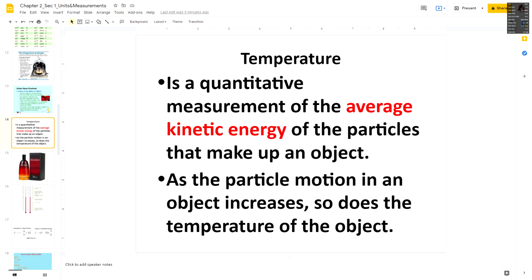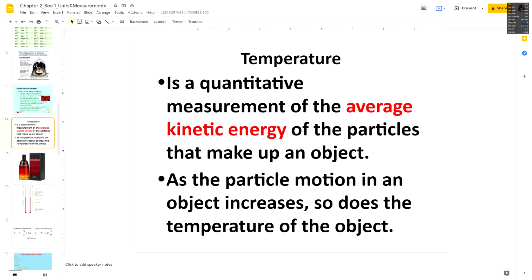All of the objects that we have around us are made up of particles, and the particles are actually moving. Even in solid matter, they are vibrating, and the average kinetic energy of the particles that make up an object is called the temperature. So as the particle motion in an object increases, so does the temperature of the object. All right, so that's another measurement that is widely used nowadays.